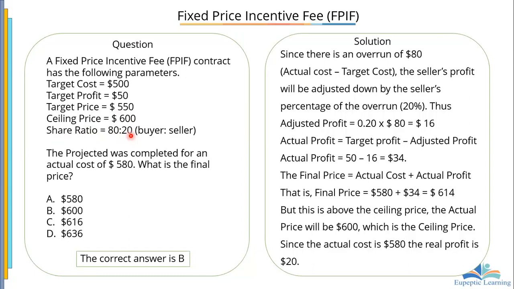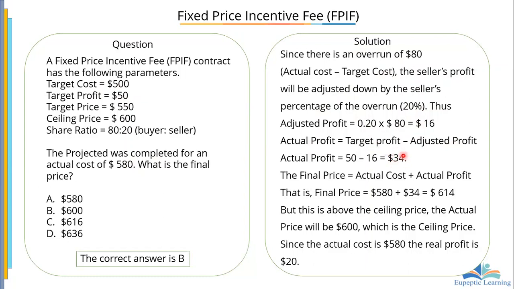Assuming the project was completed for an actual cost of 580. The targeted cost was 500, but now it is 580, and we know very well that there is an overrun of $80. Now, the seller's profit needs to be adjusted in line with the overrun. So we are going to find 20% of the overrun, which is 16. The actual profit now is going to be the targeted profit, which is 50, minus the adjusted profit, which is 16, and that is $34.